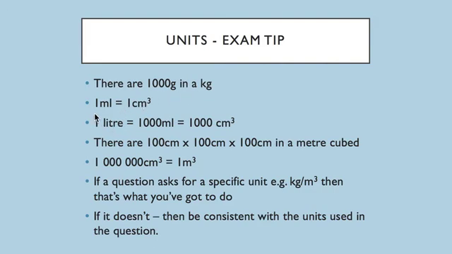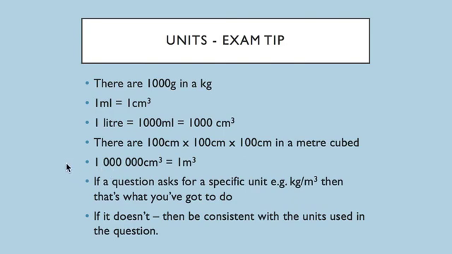If you had to do that, there are 1,000 grams in a kilogram. 1 milliliter is the same as 1 centimeter cubed. If you ever get volumes in milliliters, for example volumes of liquids, that's the same as 1 centimeter cubed. 1 liter equals 1,000 milliliters, and so if 1 milliliter equals 1 centimeter cubed, then 1,000 milliliters is going to be 1,000 centimeters cubed. And there are 100 times 100 times 100 centimeters in a meter cubed. So 100 times 100 times 100 is a million. So there's a million centimeters cubed in a meter cubed.